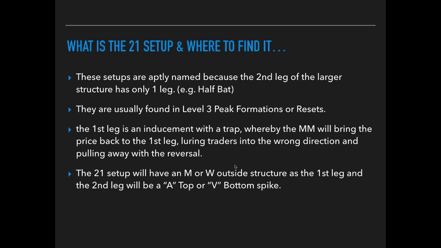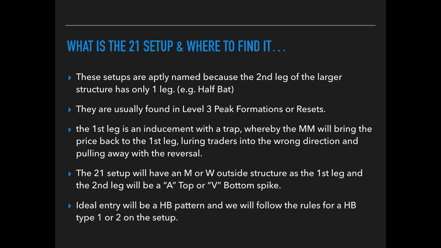The 21 setup will have an M or a W outside structure as the first leg. Then the second leg will be an A top or V bottom spike. Ideally the entry will be a half bat pattern, and we will follow the rules for a half bat type 1 or type 2 on this setup.